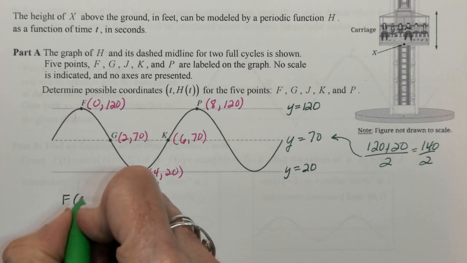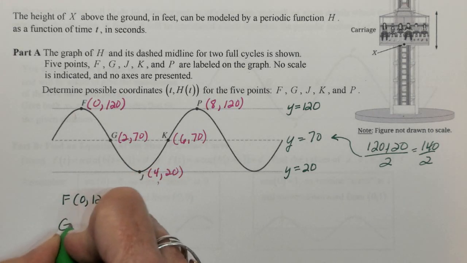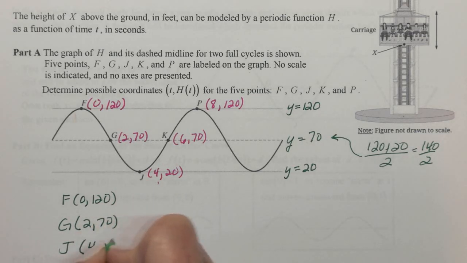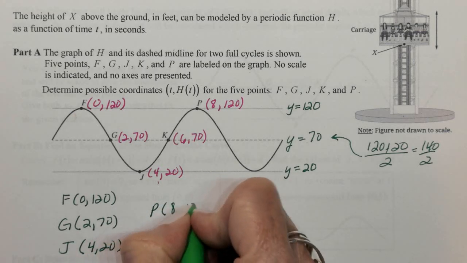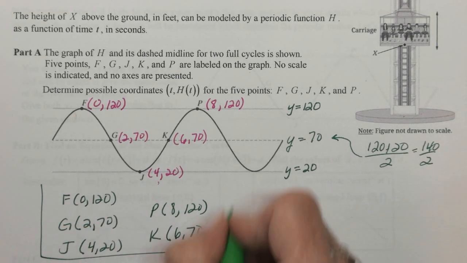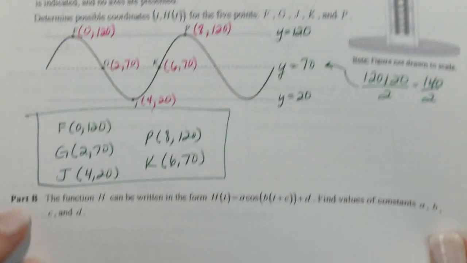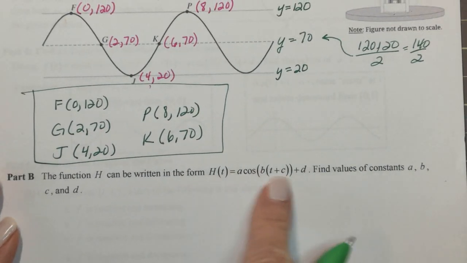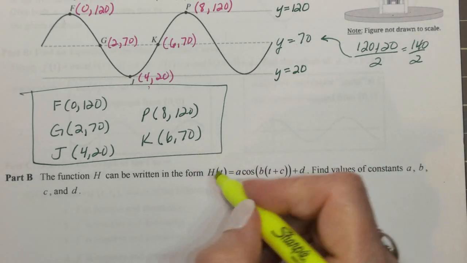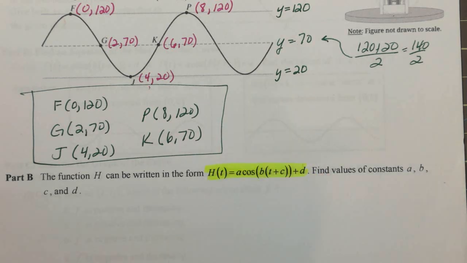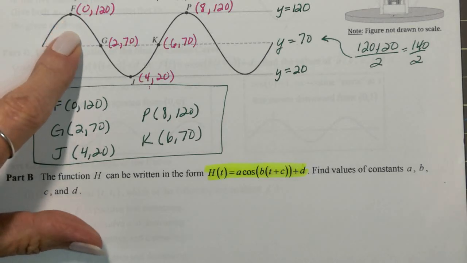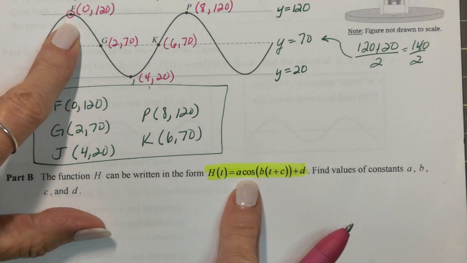So let's see. F is 120. G is 270. J is 420. P is 120. And K is 670. All right, let's get these A, B, C, D values. For this time, they're going to let me do a cosine. Finally, I was hoping I would get to, because I'm starting at time 0, we're starting up. So I'm just going to start right here, and that will be a positive cosine curve.